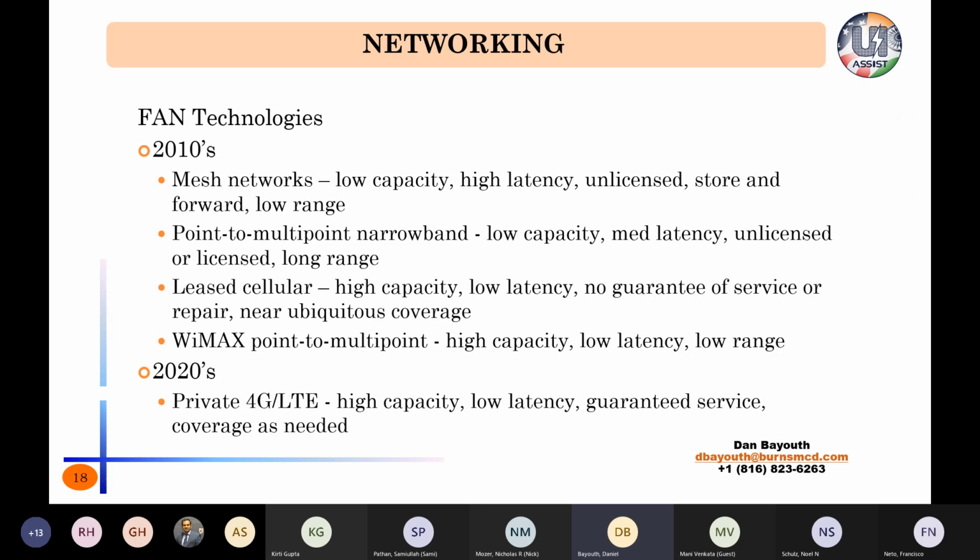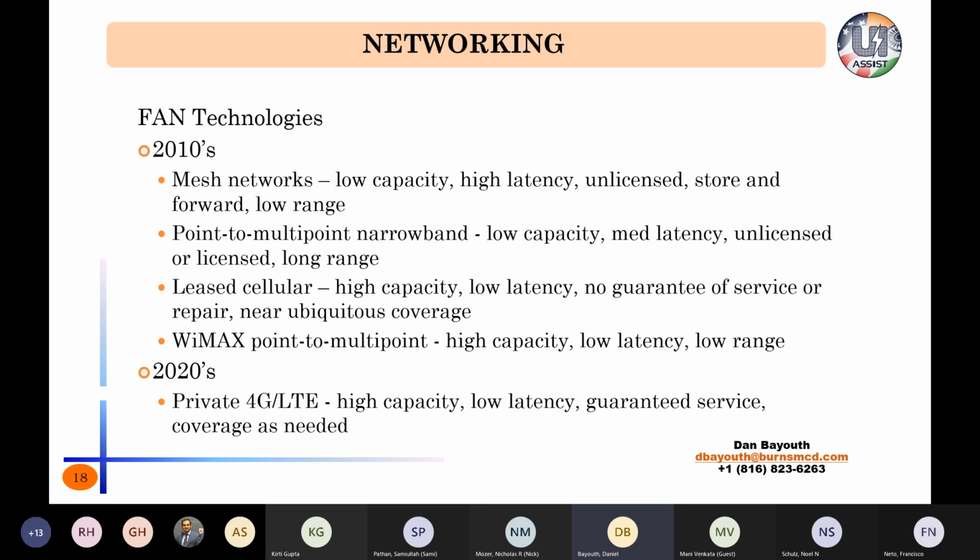The networks are already everywhere. Effectively you have near ubiquitous coverage in the US. Not always true, but for the most part, where you have a lot of distribution, meaning people, you have cellular coverage. However, there is no guarantee of service or repair time. There can be planned maintenance in the middle of the night, whenever the owner of the cellular network needs to do their maintenance.